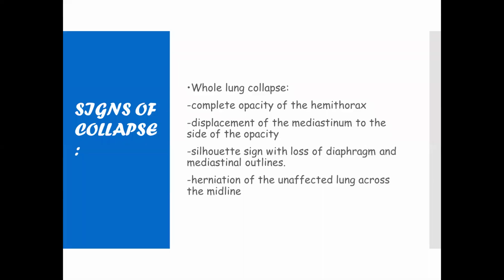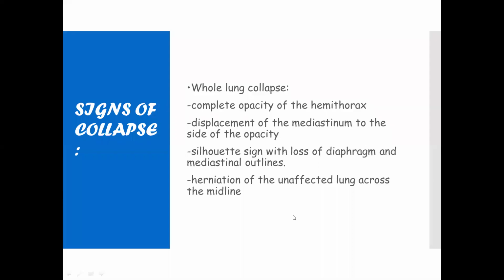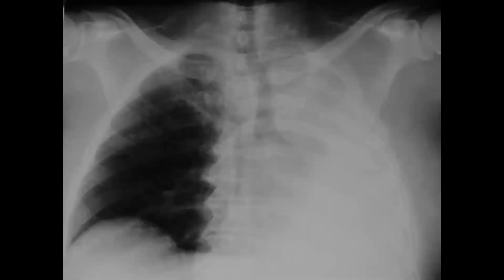So basically if you look at this, everything is there. We saw there's complete opacity, we saw there's displacement of the mediastinum, silhouette sign with loss of diaphragm and mediastinal outlines. You're able to notice that. There is loss of right cardiac border, then herniation of the unaffected lung across the midline. Are you able to see that this is moving slightly towards the left side?